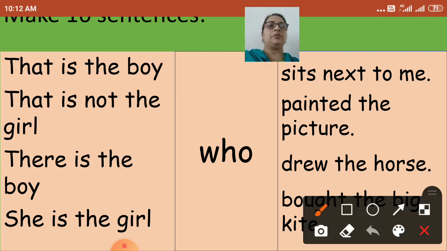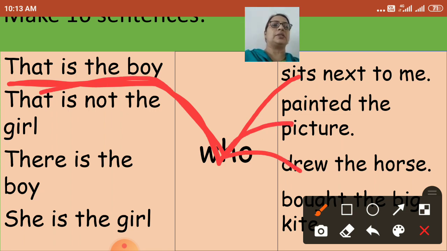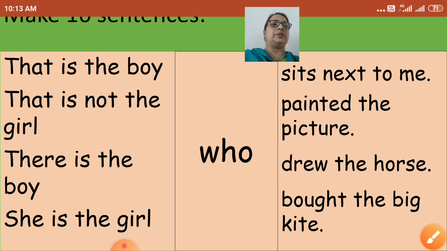Okay? Now see, that is the boy who sits next to me. Okay? This way we will write. Then, that is the boy who painted the picture. That is the boy who drew the horse. And that is the boy who bought the big kite. This way we can frame these 4 sentences with the help of this first group of words, that is the boy. Come on, let's start writing, children.